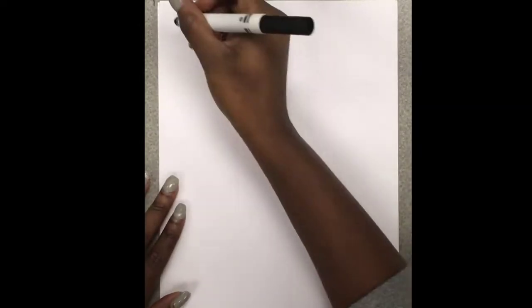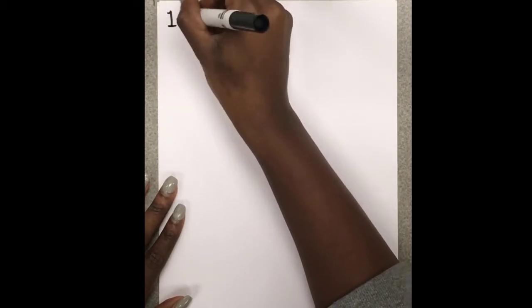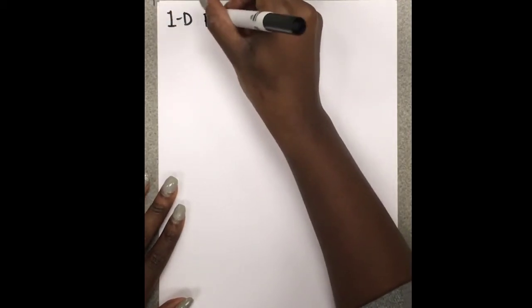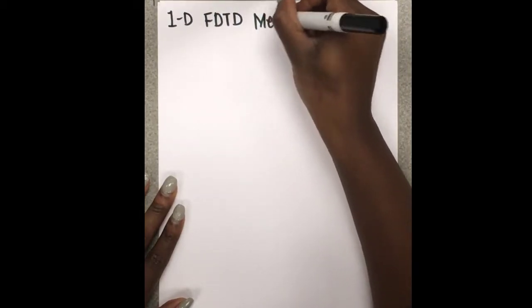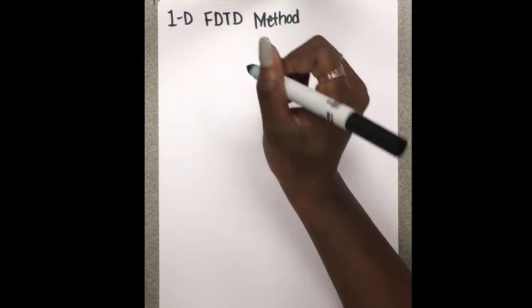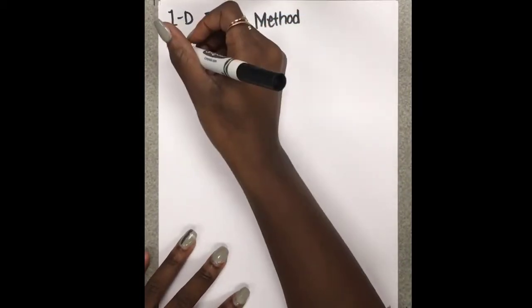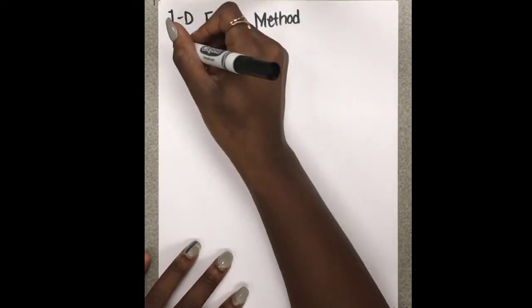So this tutorial is going to be about the one-dimensional FDTD code, FDTD method, which is the finite difference time domain method. So, what is the FDTD method? The FDTD method is the finite difference time domain method.